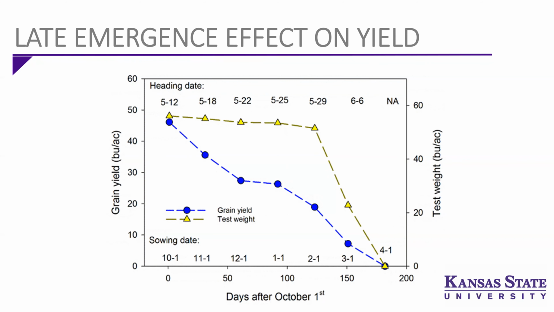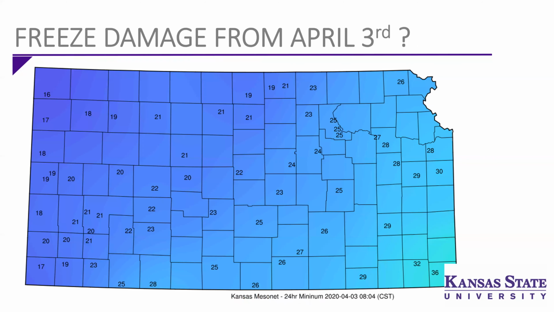Now, perhaps a more recent concern that growers might have is related to this recent freeze that we had, right? So on April 3rd, last Friday, temperatures fell to very low levels around the state. What you're looking at here, those numbers on the screen, they are the minimum temperatures that were recorded in K-State Mesonet weather stations. And you see here that they range from as low as 16 Fahrenheit in northwest Kansas to up to 36 Fahrenheit in the southeast corner of the state. So a very large range in the minimum temperatures that we observed in that freeze that we had last Friday.